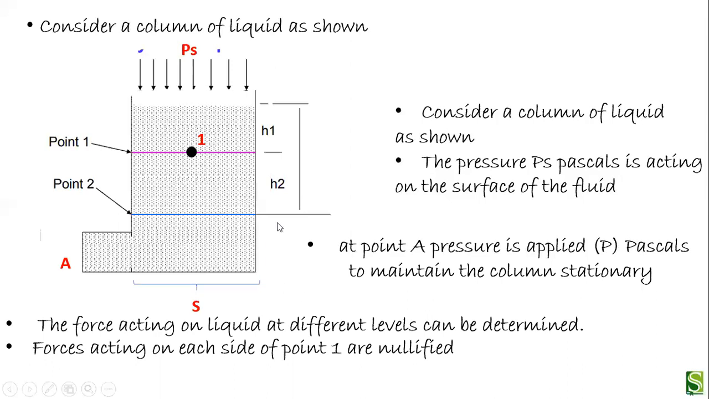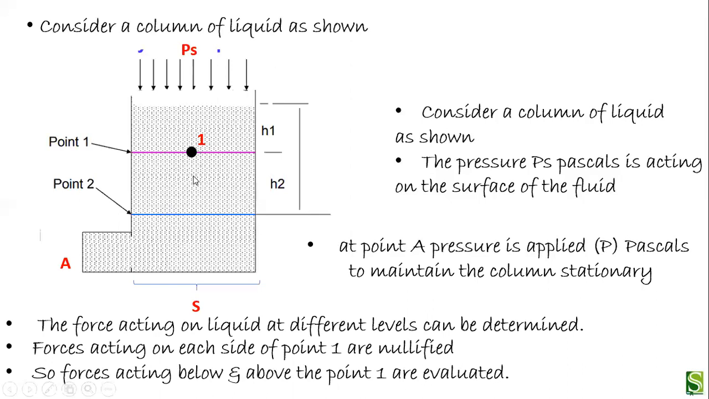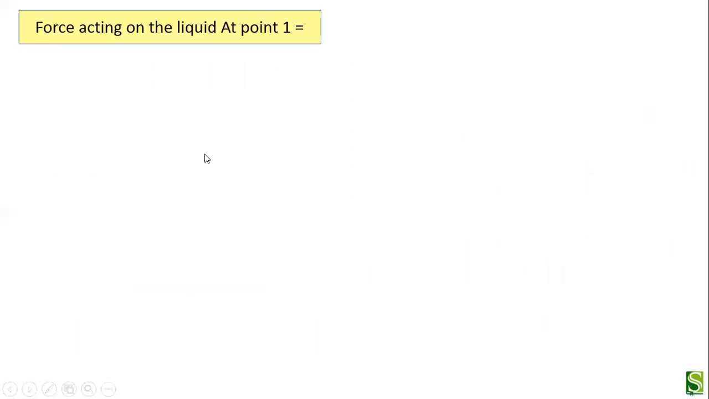Okay, now what we are going to say, the pressure or the force which act on point 1, they are nullified. The force which acts in this direction, from the right hand side and from the left hand side, gets nullified. So which force is going to mainly act on point 1? It will be the force which is acting above that point and the force which is acting below that point 1. Okay, so those two are the only forces which are acting on point 1.